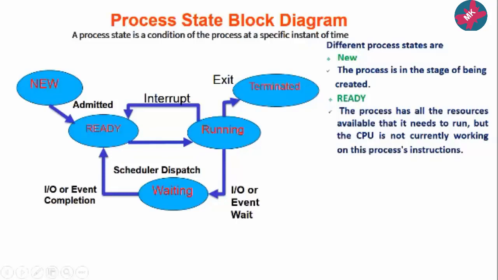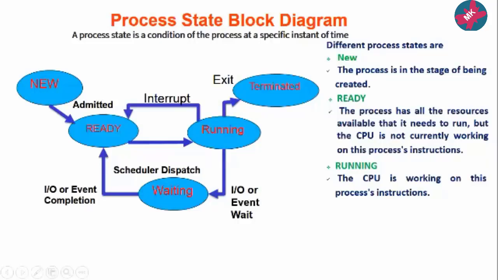From the ready state, it goes to the third state, that is the running state. As the name suggests, scheduler dispatch: the CPU scheduler picks up the job from the ready state and allocates the processor to it. So from the ready state, the process is picked up by the processor for its execution, and in the running state, all the instructions of the process are executed by the processor.